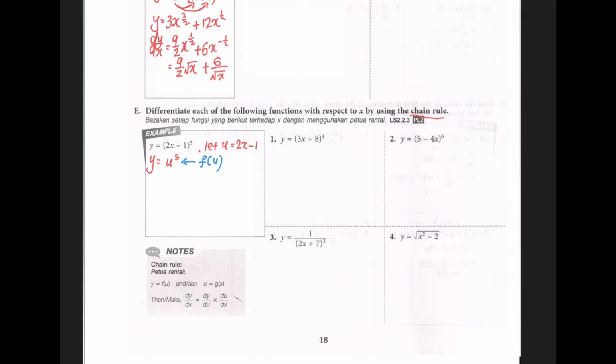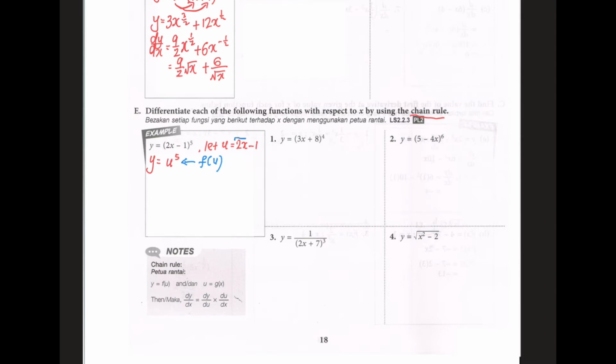Okay, then now you have f(u) already. y equal to f(u). u equal to g(x) is what? This is the one, u equal to g(x). This is your g(x). Okay, so let me label it first. u equal to g(x). This is your g(x).